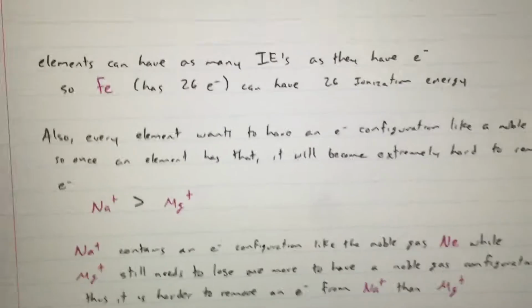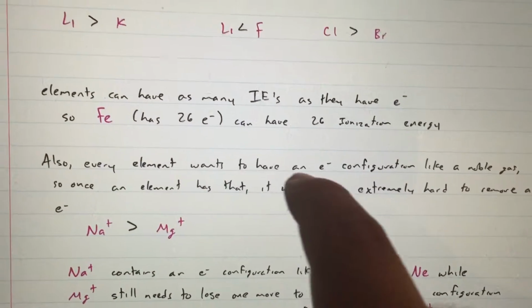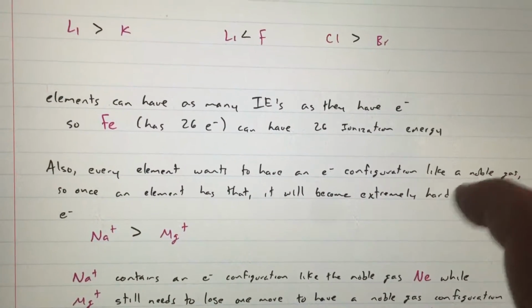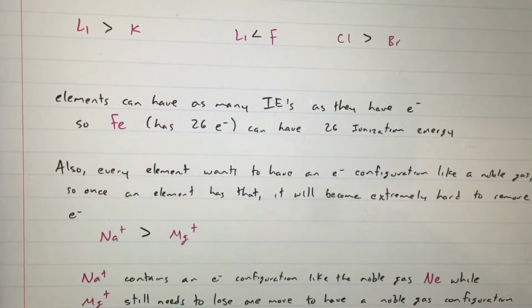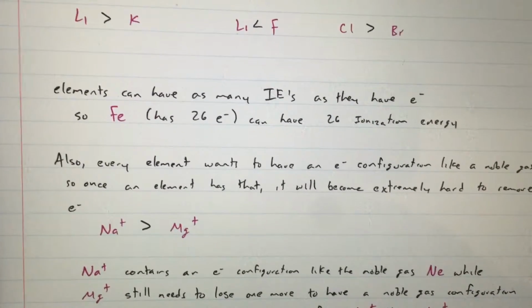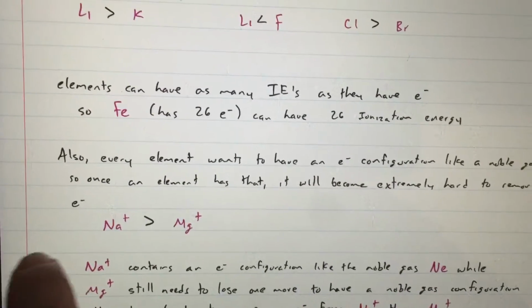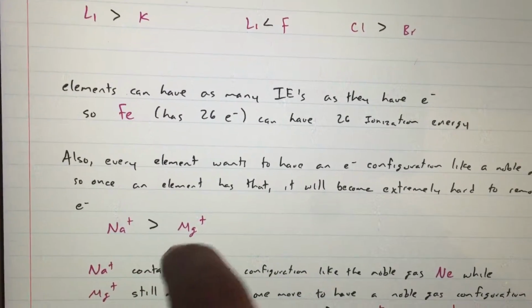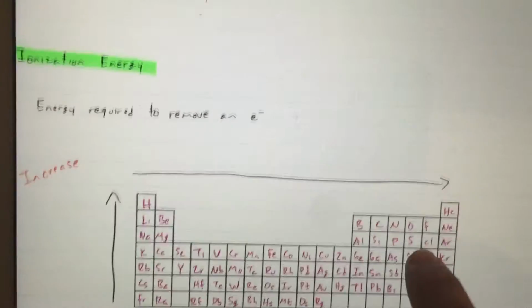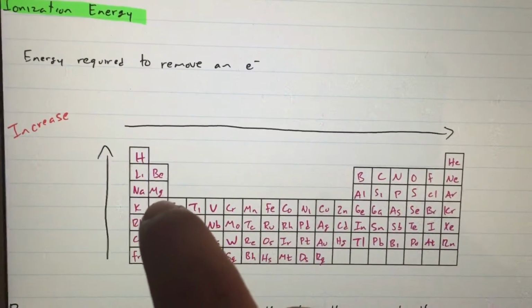Remember that every element wants to behave like a noble gas. It wants to have an electron configuration like a noble gas. So once the element has that configuration, it becomes extremely hard to remove another electron. For example, let's take a look at sodium ion and magnesium ion. If we were to have their neutral atoms, we say that it's harder to remove an electron in magnesium than sodium.